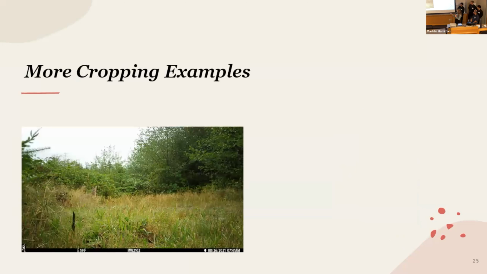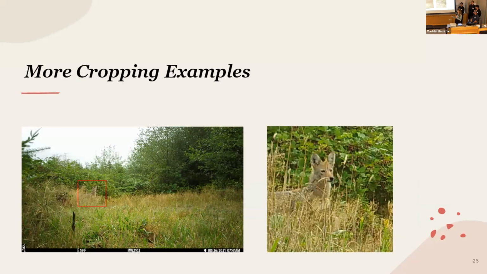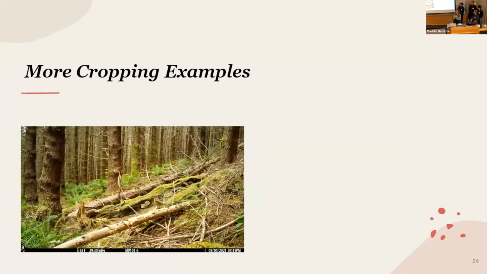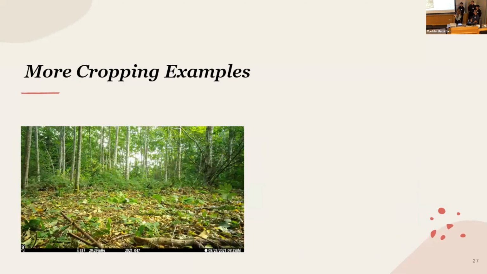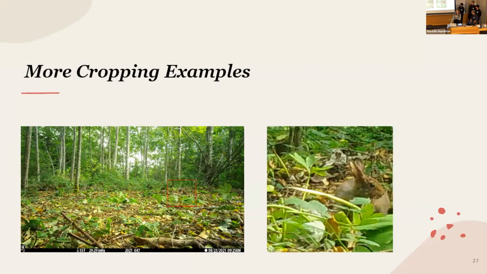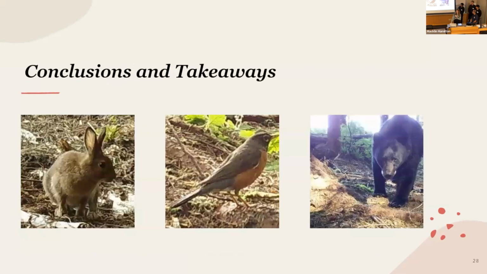So this is one of our original images. There's a coyote right over here. And this is our cropped image that we got. So the computer did this all on its own automatically. Here's another one. It's a little bit harder to see, but there's a bird right here. And this is our final image. And then lastly, this one's probably the hardest one. There's a snowshoe hare right here. And this is our final image. So now I'm going to pass it off to Julian to conclude the presentation.